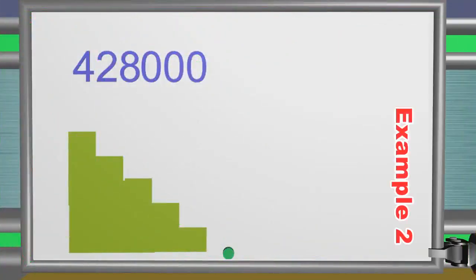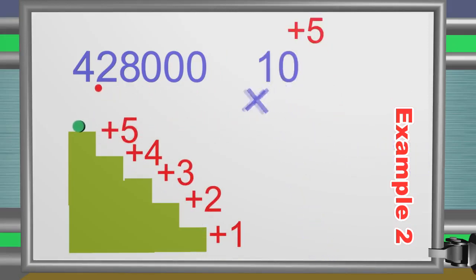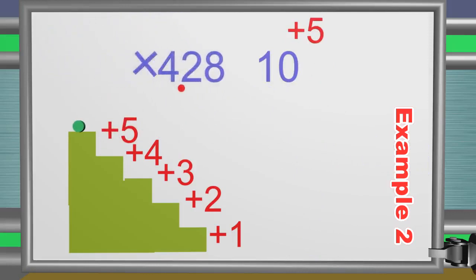Example 2. Consider the following number. To the right of this number, we put the decimal point. Because we move to the left, we write the power positively. So the power of 10 becomes 5. It equals 4.28 multiplied by 10 to the power of 5.